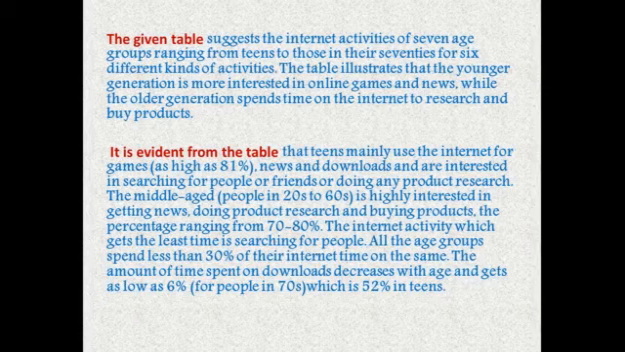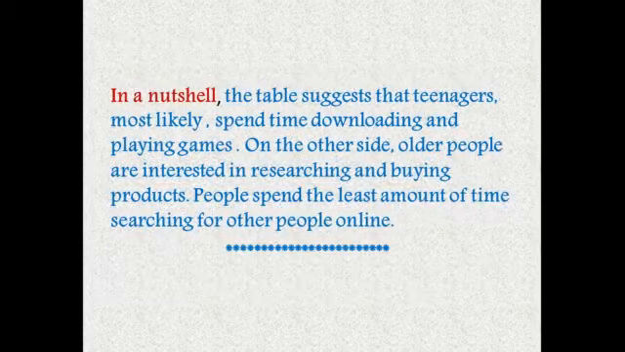In a nutshell, so this is the gist or the conclusion. In a nutshell, the table suggests that teenagers most likely spend time downloading and playing games. On the other side, older people are interested in researching and buying products. People spend the least amount of time searching for other people online. So this was my solution to the first question.